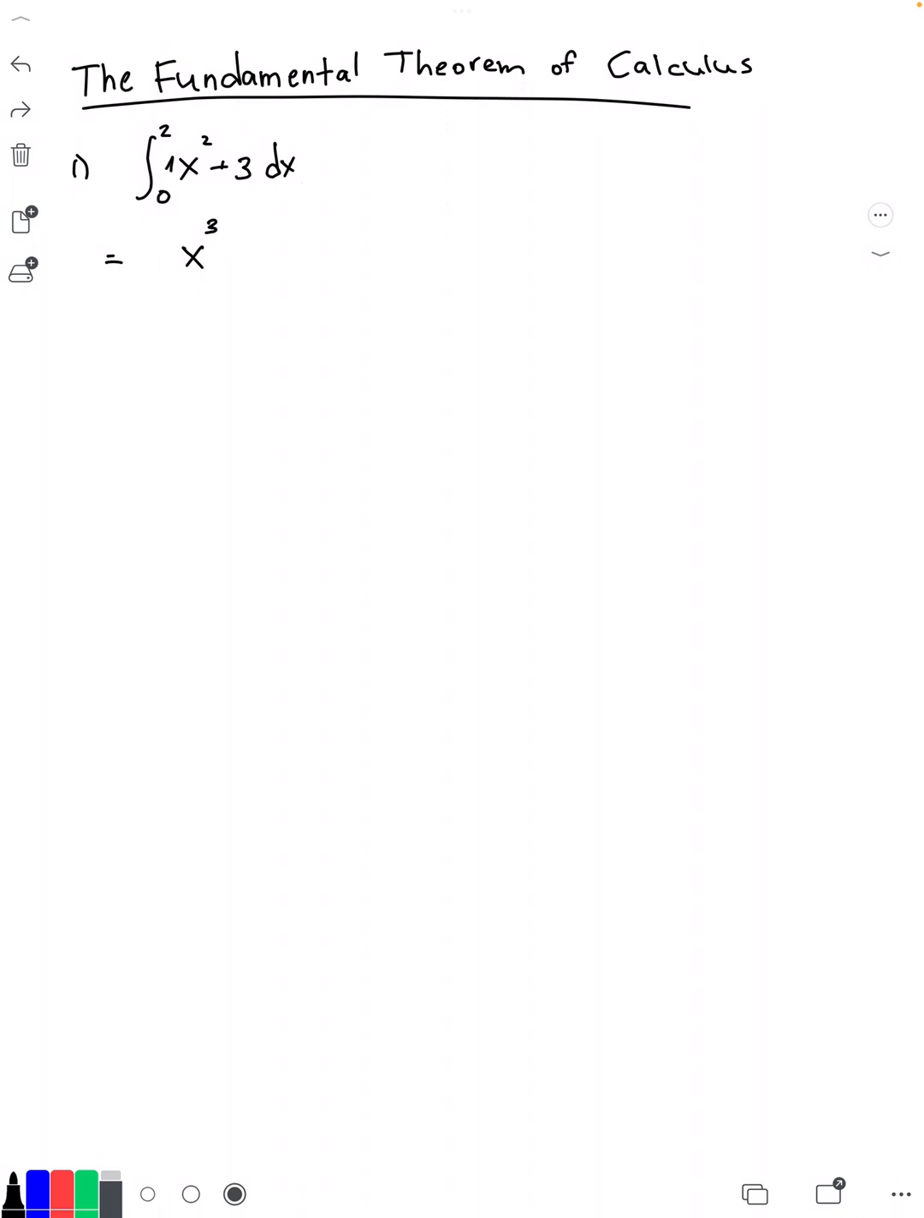In order to get the 1x we had here, it's gonna be 1/3, because we're gonna have 3 multiplied by 1/3, plus 3x, because 3 becomes 3x. And now we had 2 and 0, so we're gonna put this line here, 2 at top and 0 at the bottom. So basically we can say that's f. Now the rule says that we're gonna plug in f of 2 minus f of 0. So we're plugging in the upper number first and then the lower number second.